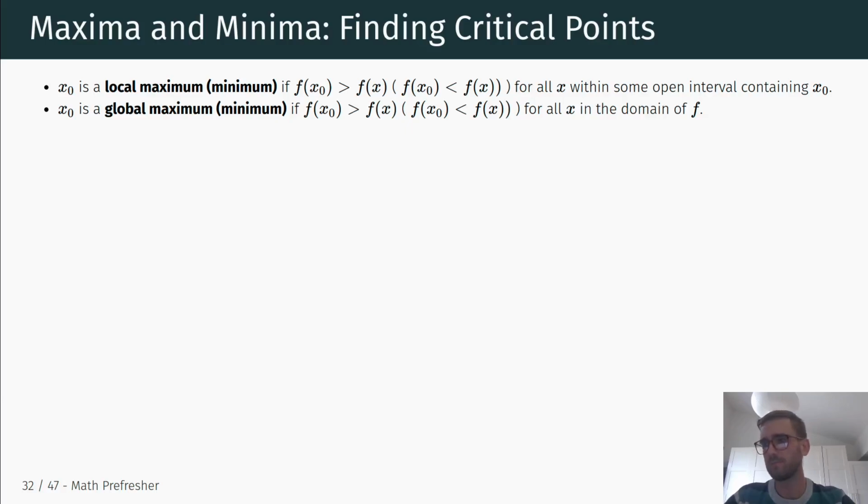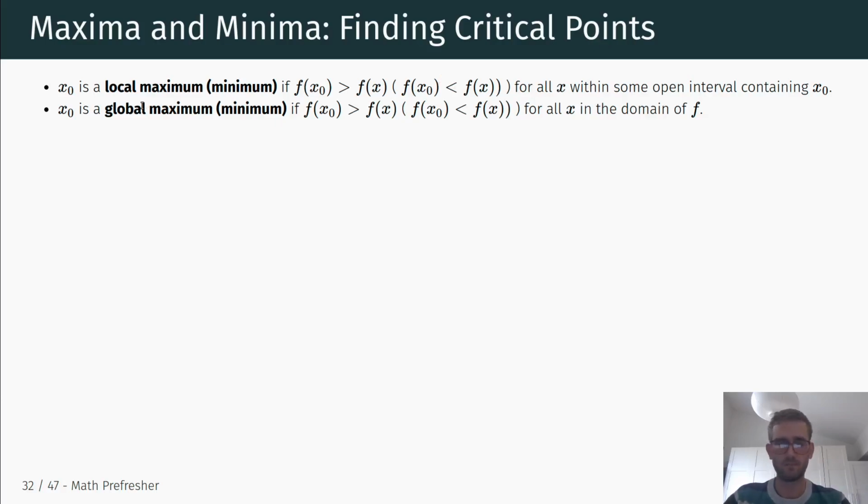A local maximum or minimum is a point x0 where, if we're sticking with the maximum here, f of x0 is larger than f of x for all x within some open interval containing x0, right? So as soon as there's some interval around x0 where any function value f of x is smaller than f of x0, then we have a local maximum. And of course, in reverse, if it's always larger than f of x0, then we have a local minimum.